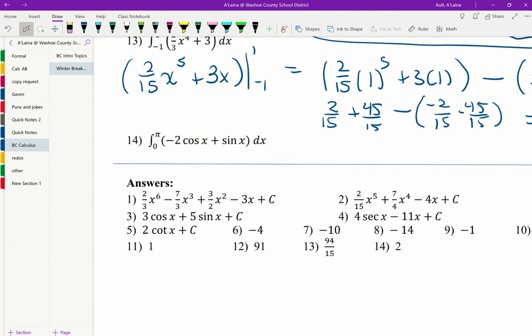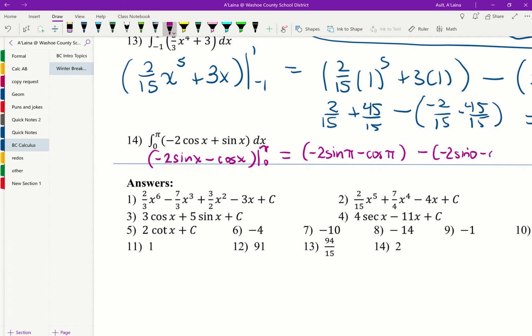All right, number 14. So the integral of cosine sine. So remember, it's backwards. So this is -2 sine of x, and the integral of sine is negative cosine. And I need to evaluate this at pi and at 0. So this would become -2 times the sine of pi minus the cosine of pi. I'm evaluating the whole expression at pi minus -2 sine of 0 minus cosine of 0.